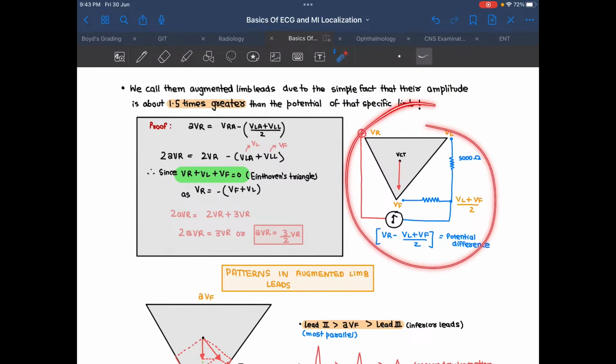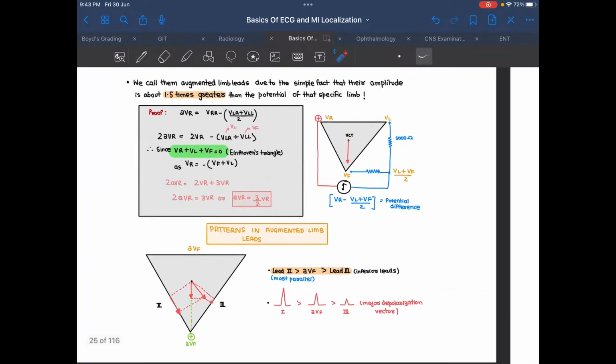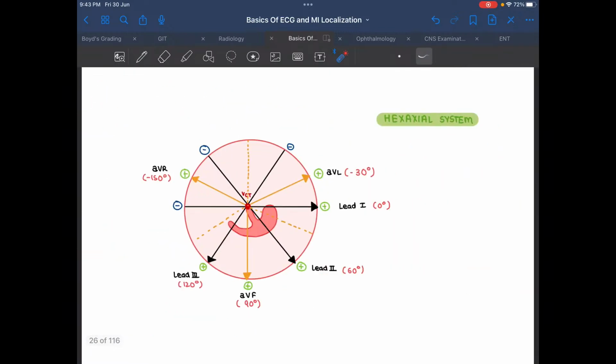And you can check this derivation out and see it on your own, right? Okay, so this is the hexaxial system now, guys. We have seen the chest leads, recording potentials in the horizontal plane. We have discussed the limb leads.